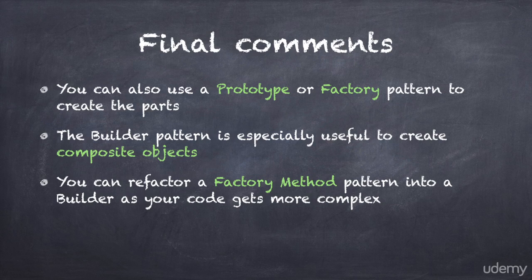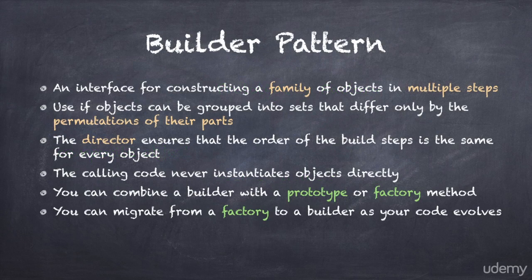Alright, here's the summary of what we've learned. The builder pattern provides an interface for constructing a family of complex objects in multiple steps, so that you can use the same construction process for different types of objects. Use this pattern if your objects can be grouped into sets that differ only by the permutation of their internal parts, and if the construction process consists of a number of discrete steps.